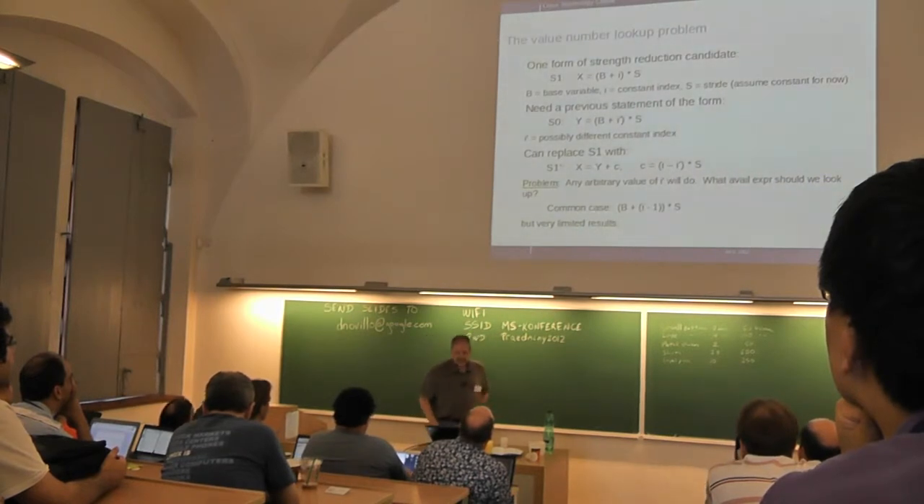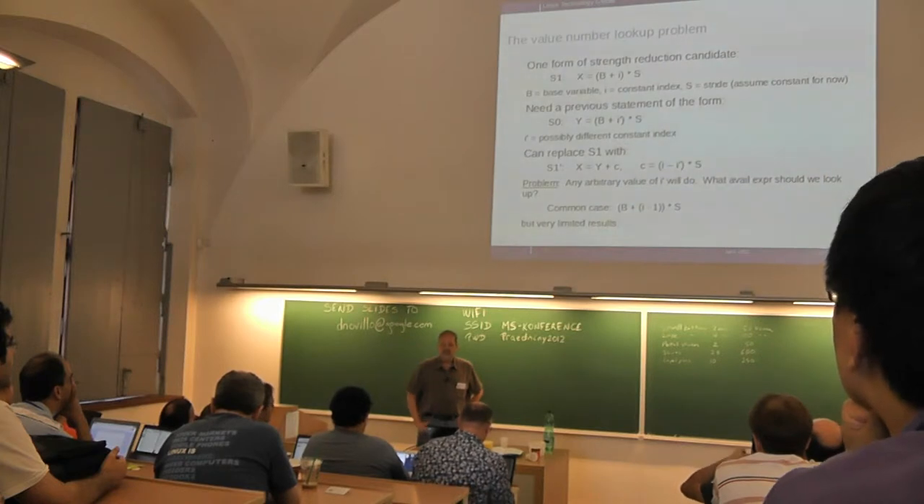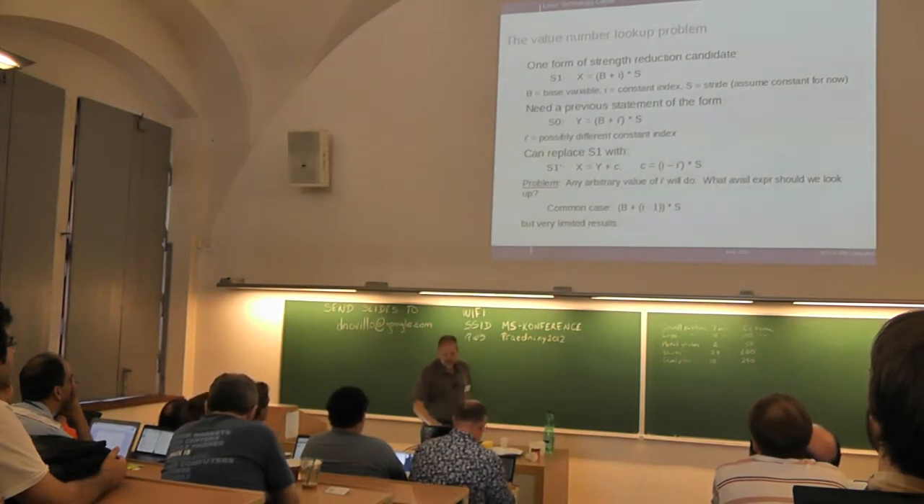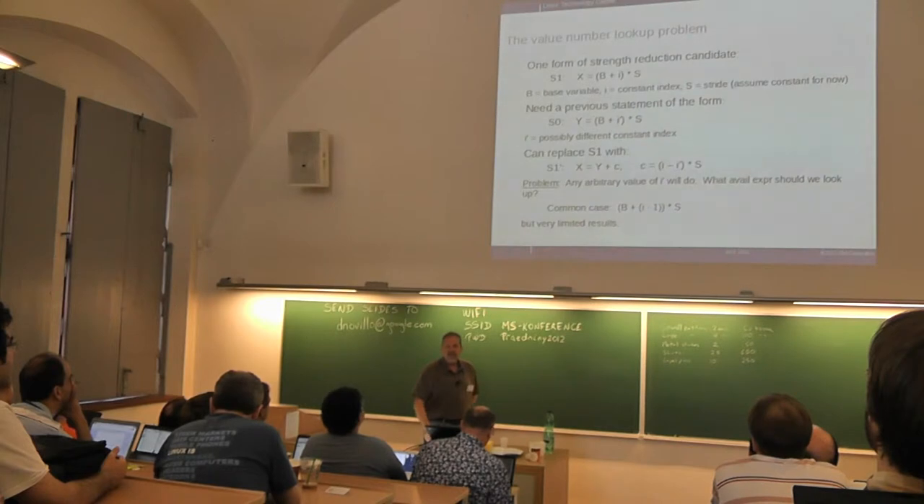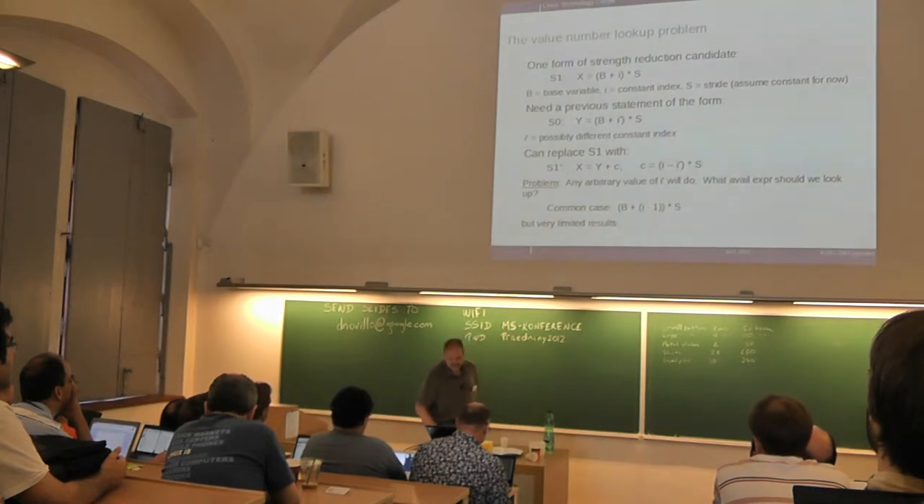Okay. If we have this, then the way that we'll do the strength reduction is to replace statement S1 with this statement S1 prime, where it'll be based on the previous S0. So we say X is going to be Y plus C, so we're adding 4 in some of these examples I've been looking at, for example, where C is this I minus I prime multiplied by the stride. And that's just a matter of doing the algebra there. You can see that that works out. So we've gotten rid of a multiply, replacing an add and a multiply with a single add.